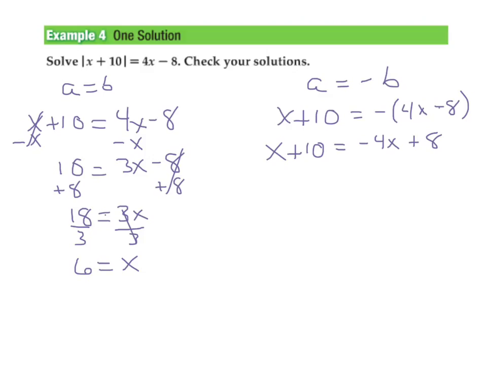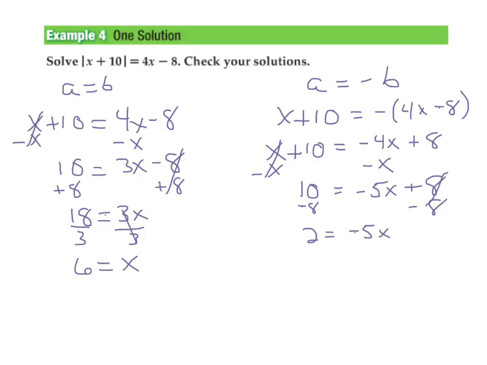We can move the x over, so let's do that. Minus x, that goes away. We can subtract x. We're left with 10 here by itself. Negative 4x minus x is negative 5x plus 8. We're going to get rid of the plus 8 by subtracting 8 this time. So that's a different step because we had a different sign there. So plus 8 minus 8 becomes 0. 10 minus 8 is 2. And we get 2 equals negative 5x.